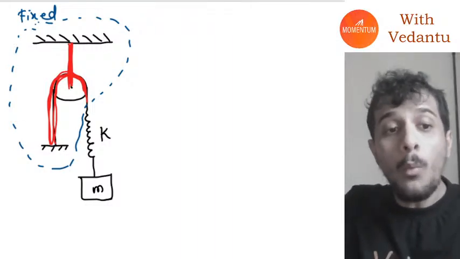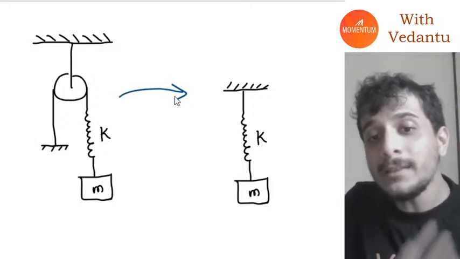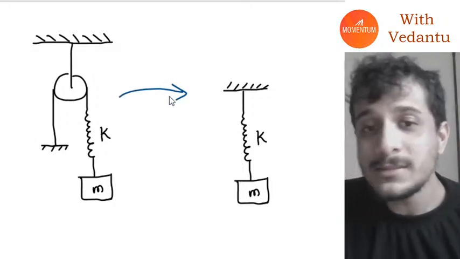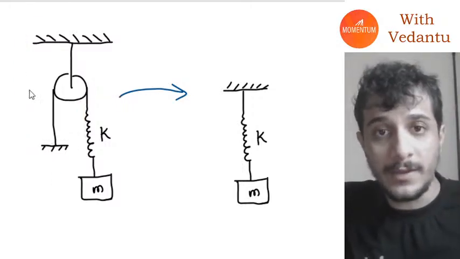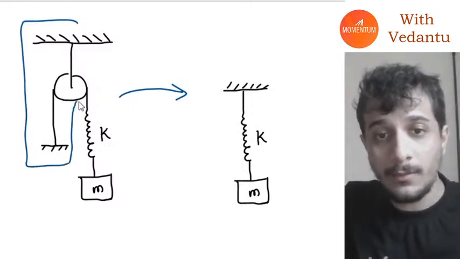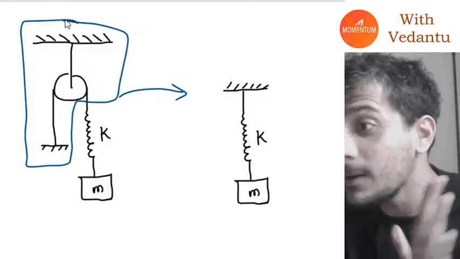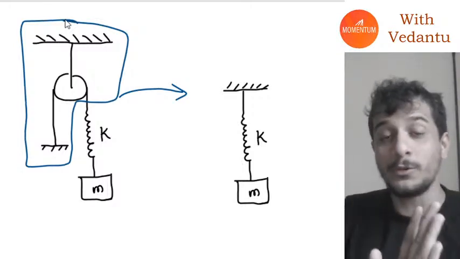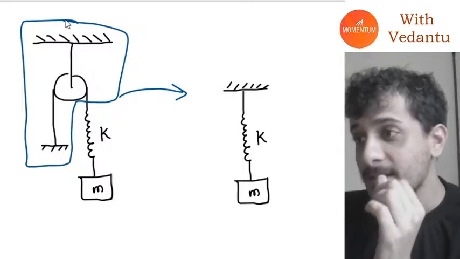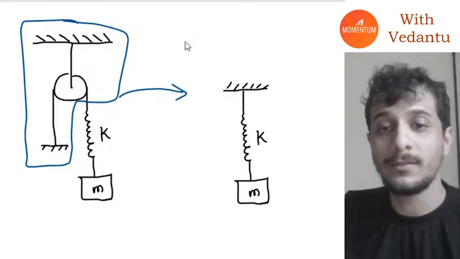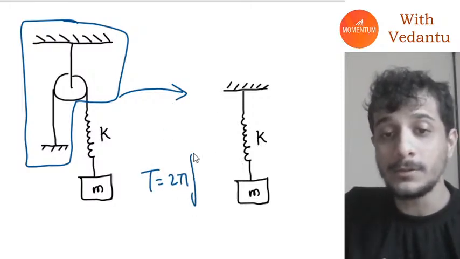So what that means is that I can just replace this system by this system and everything will still be the same, because the things inside this region are just fixed. Nothing is changing. So this system can just be written as this system, and here also the time period T will be 2 pi under root m by k.